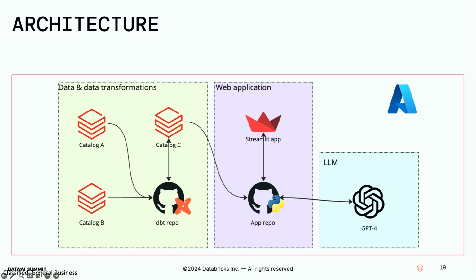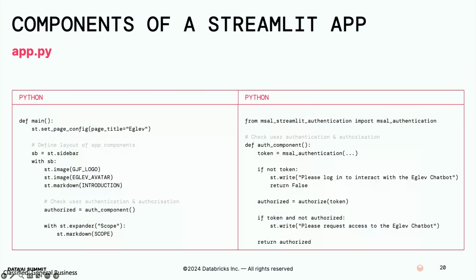Okay, so now we know what this solution looks like on a higher level. So let's look at some code for components of a Streamlit app. To create a Streamlit app, you usually write code that's called just app. It's a Python file. On the left-hand side, we set up the layout of our components. And again, what you see here on the left-hand side is all the code you need for an entire web app. But then I would just want to zoom into this auth component, which I've detailed on the right-hand side.